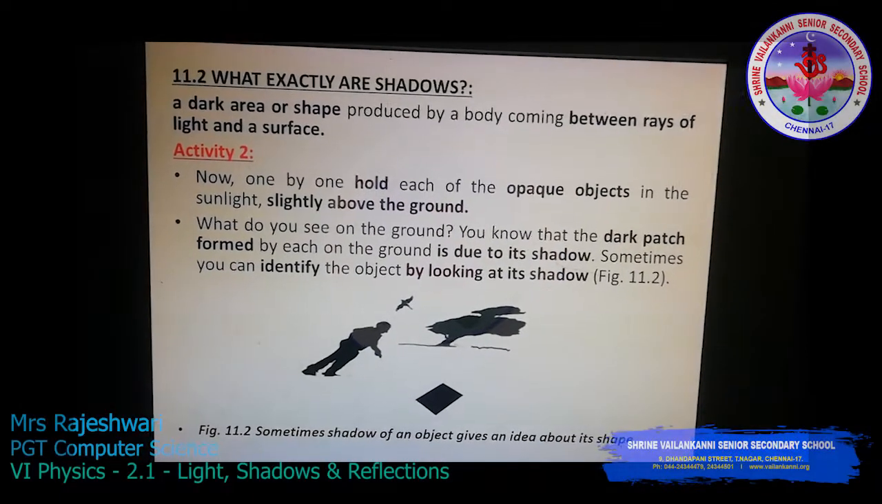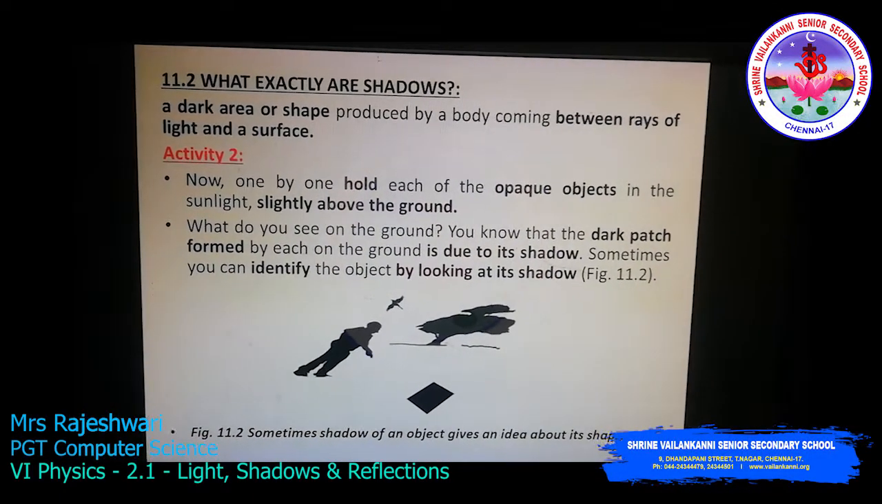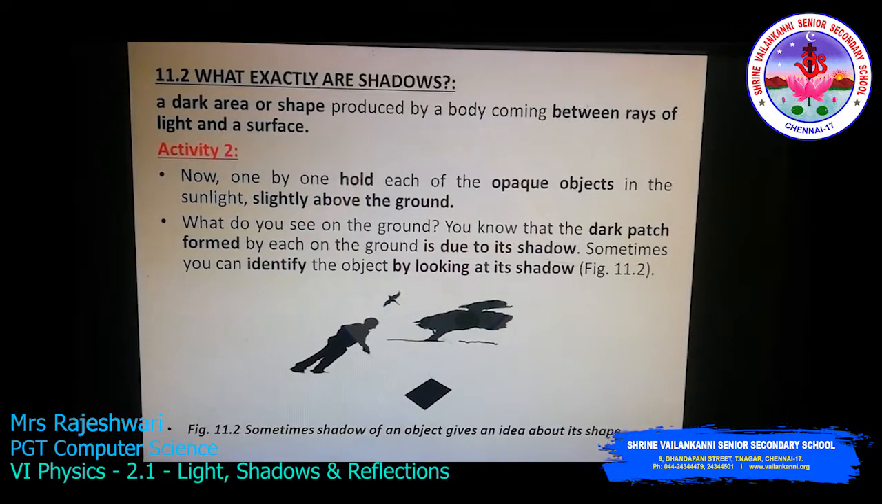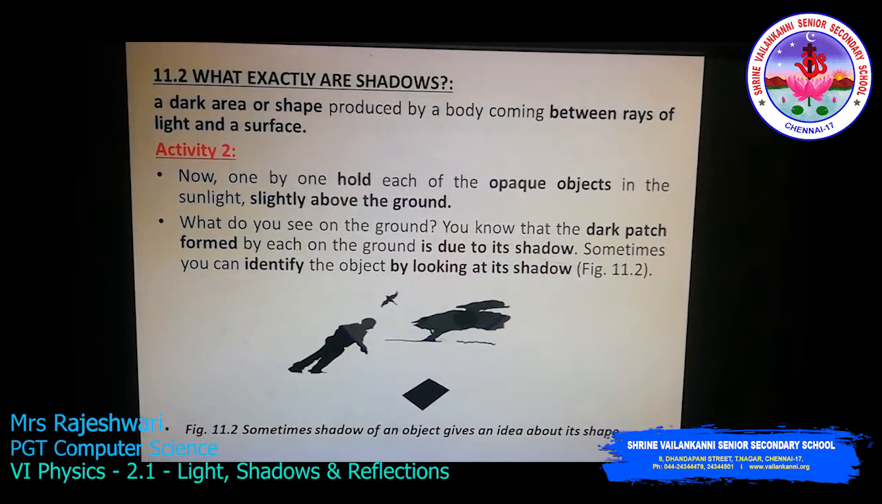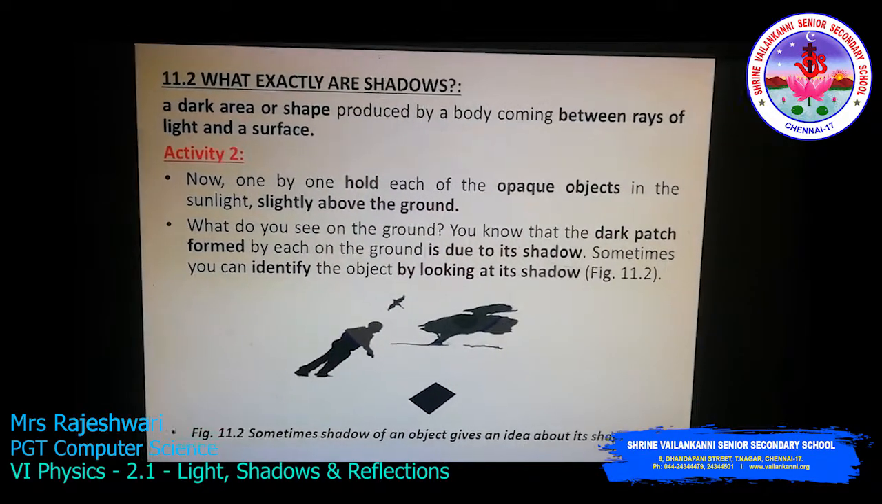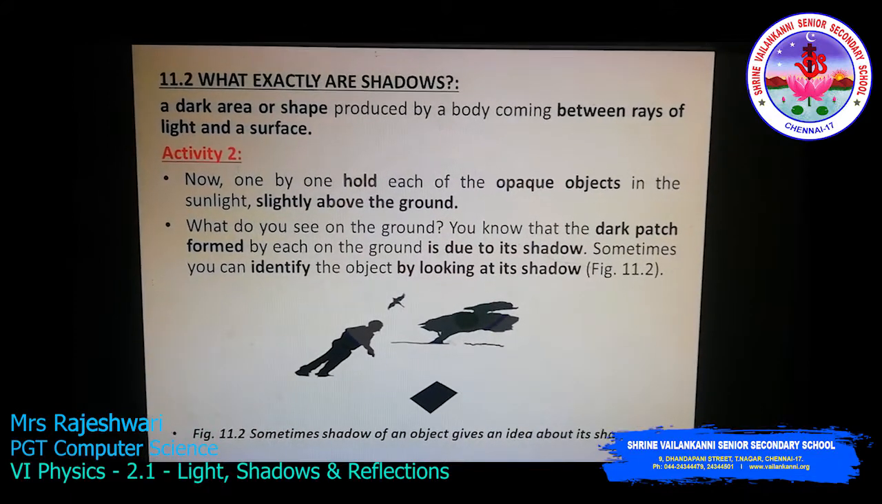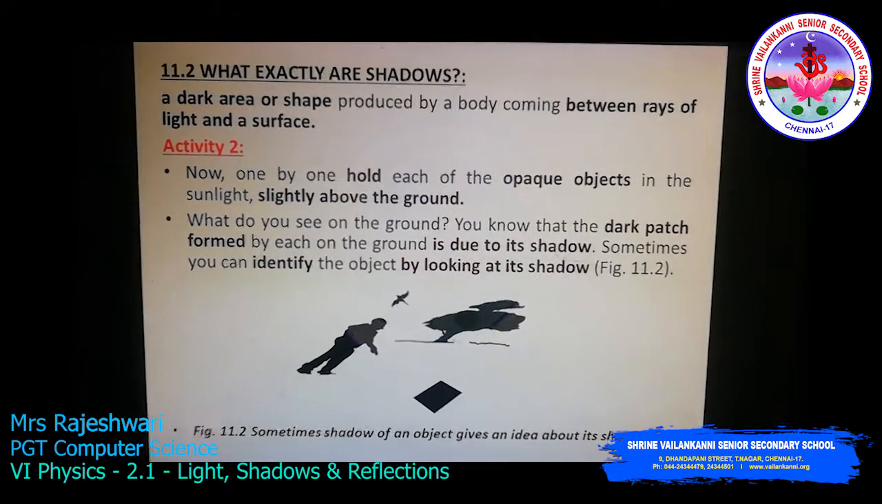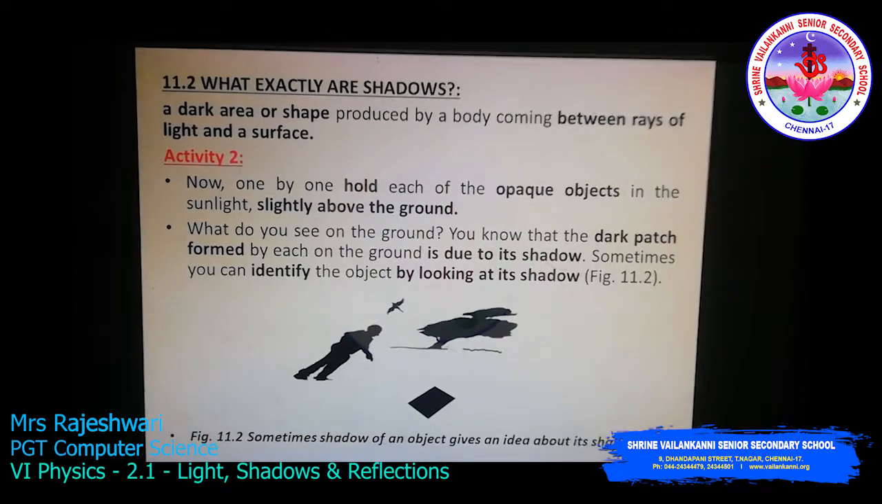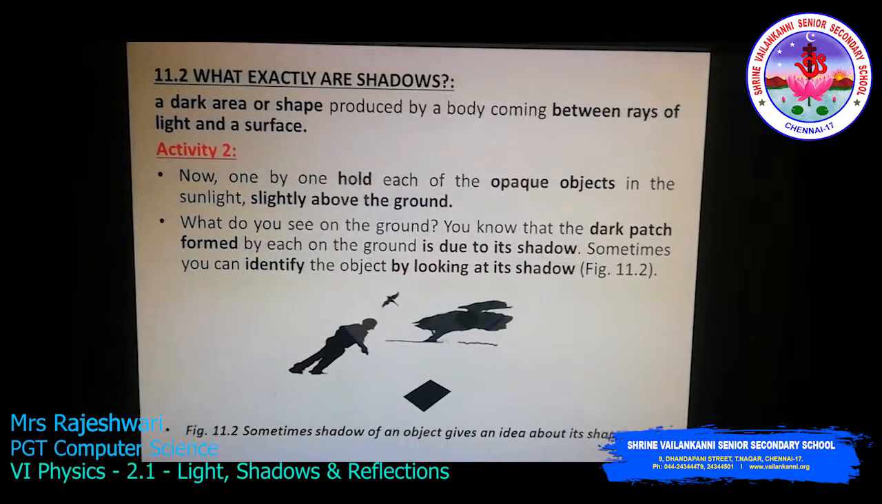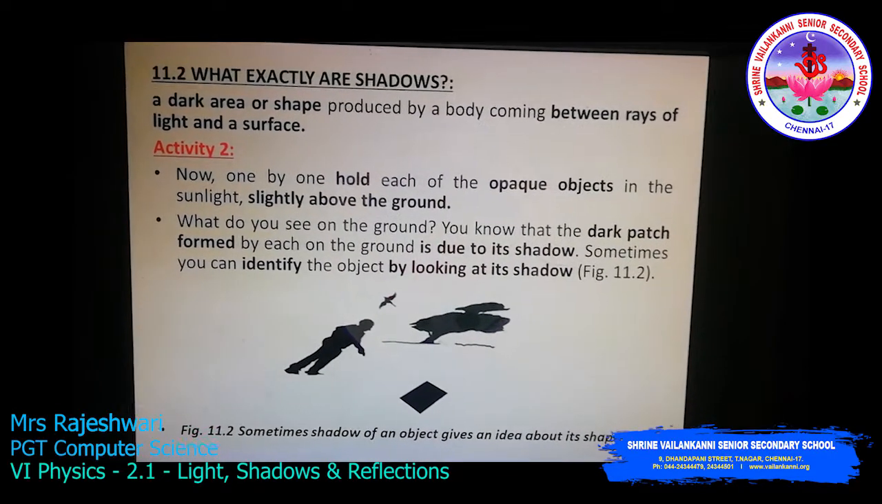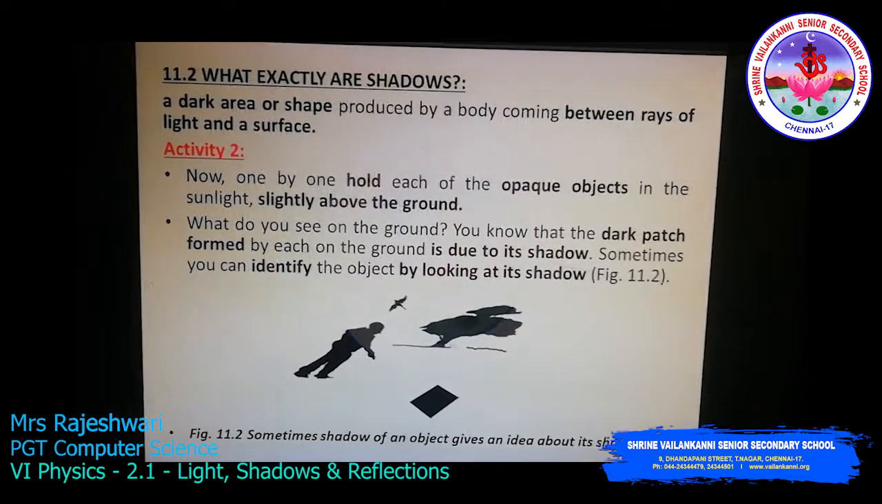Hello children, in today's class we are going to discuss shadows. In the last class we discussed light and how light passes through three different types of objects: transparent, translucent and opaque objects, right? An opaque object is something that light cannot pass through. Now we are going to discuss shadows. So what is a shadow first of all?